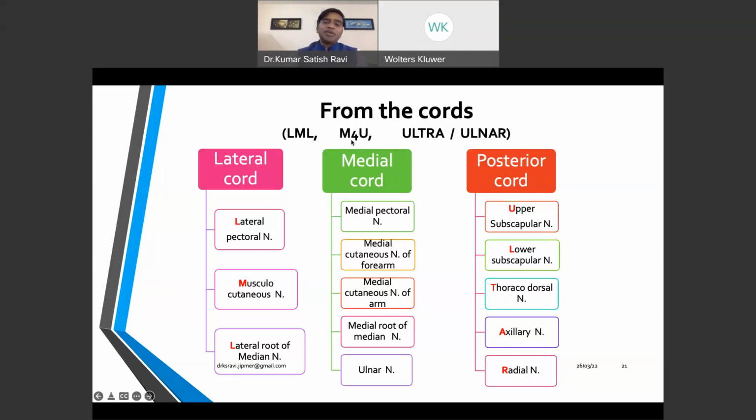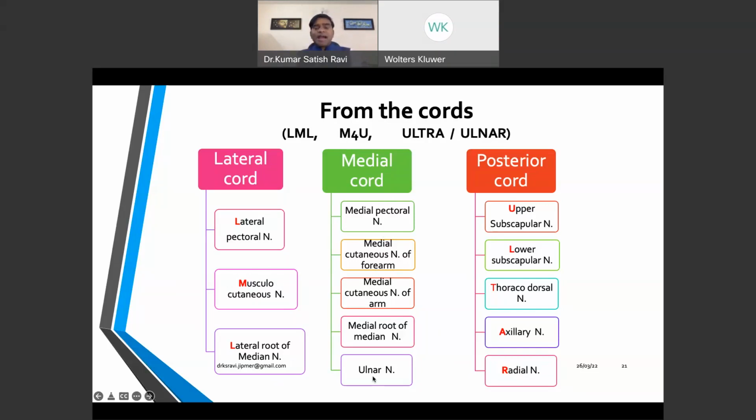Similarly, when we see the branches from the medial cord of the brachial plexus over here, we have given the mnemonic M for U, meaning 4M and 1U. 4M, 1M, that is the medial pectoral nerve. Over here, we have the lateral pectoral nerve from the lateral cord. Similarly, from the medial cord, we have the medial pectoral nerve. From the lateral cord, we have the lateral root to the median nerve. From the medial cord, we have the medial root to the median nerve, right? Then we have the medial cutaneous nerve of the arm, and then the medial cutaneous nerve of the forearm. So there are 4M, and one is the ulnar nerve.